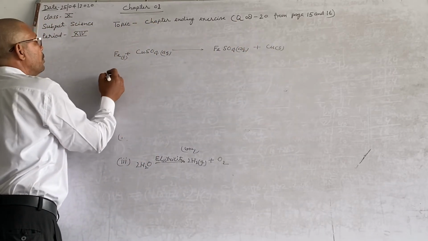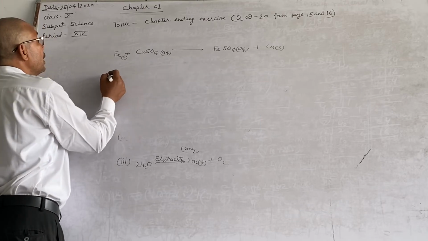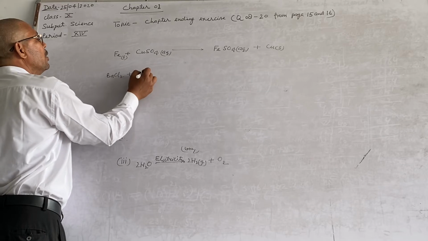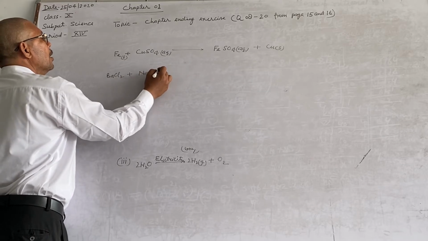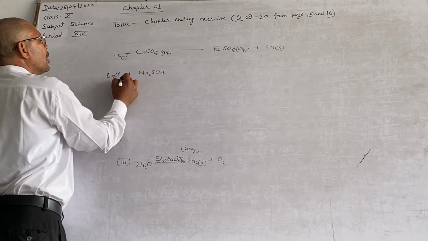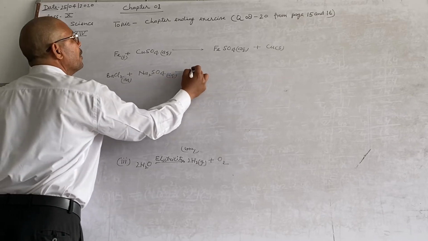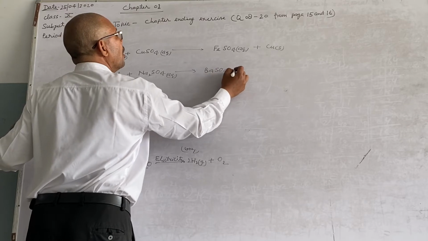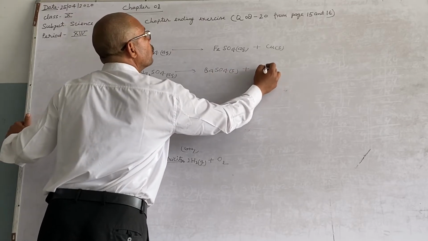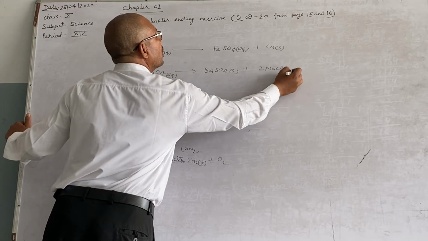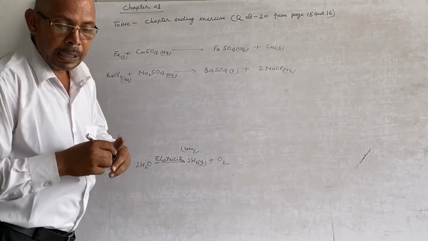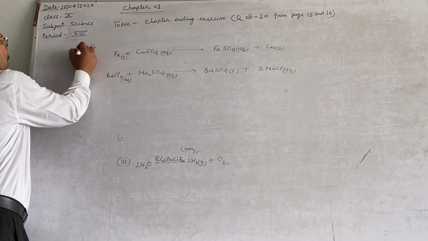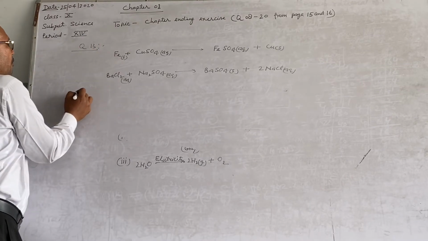Whereas for a double displacement reaction, you can give this example, although I have told you about it many times: barium chloride aqueous plus sodium sulfate aqueous. They react to produce barium sulfate, a solid white precipitate, and sodium chloride aqueous. So this is the chemical equation for question number 13. And question number 14.